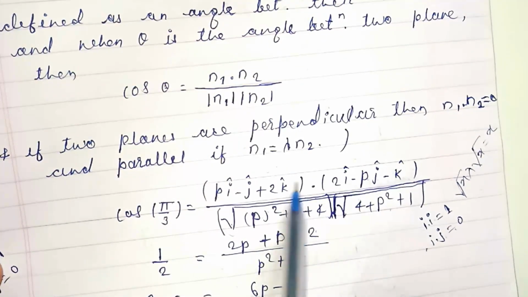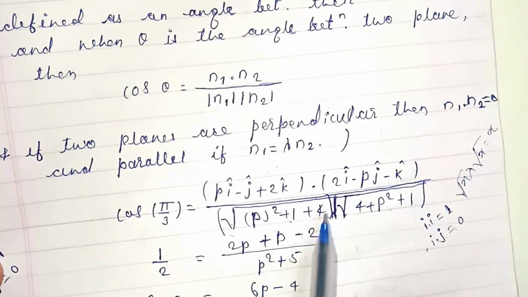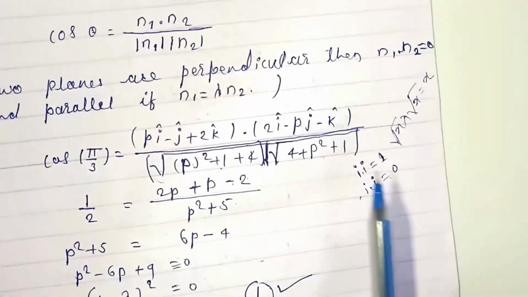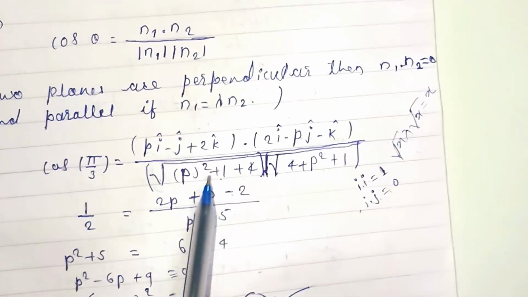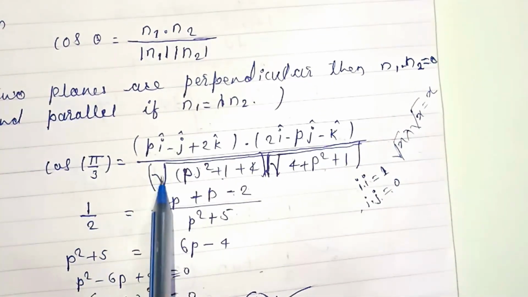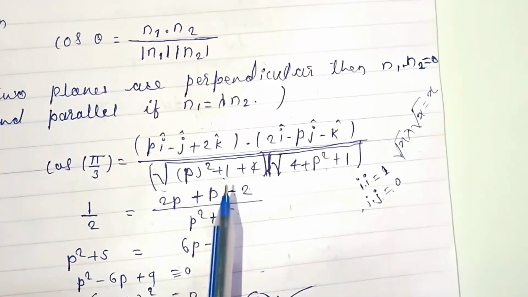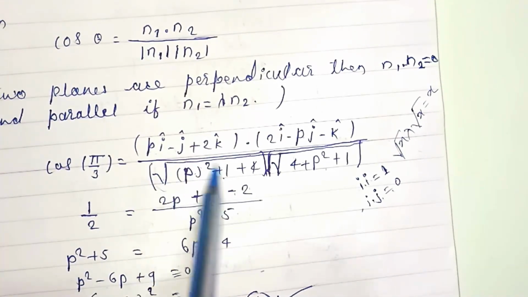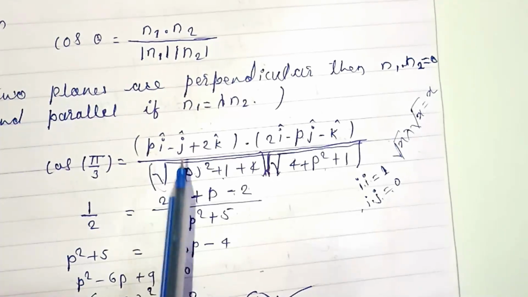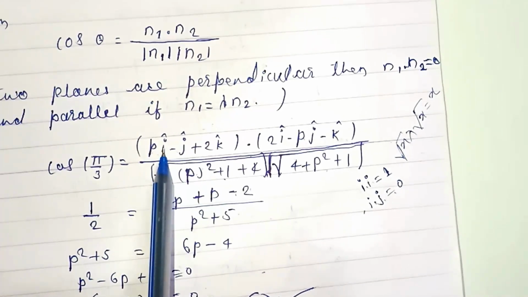So between them we have the product, upon modulus of n1 and modulus of n2. As I explained earlier, to find the modulus of n1, under the square root we have to take the coefficients of i, j and k, square them and add them. So under the square root, the coefficient of the first element, the coefficient of i cap, is p.